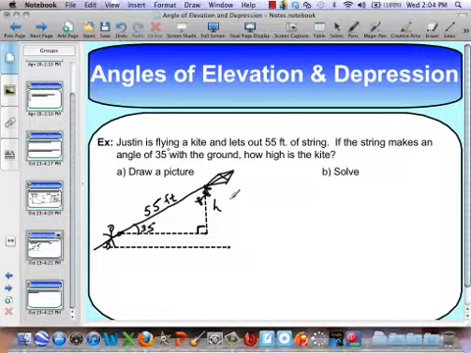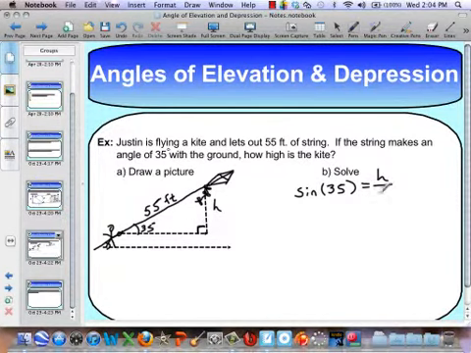Now, which trig function do we have here? Sine. Why is it sine, Connor? Opposite over hypotenuse. Which side is the opposite? h. H, okay. So the sine of the angle is the opposite side over the hypotenuse. How do I solve for h? Multiply by 55. So h is 55 times the sine of 35.